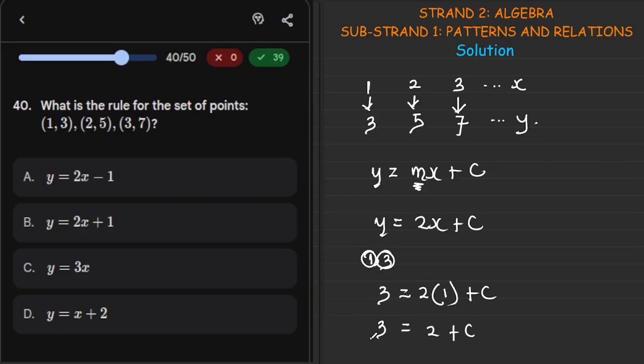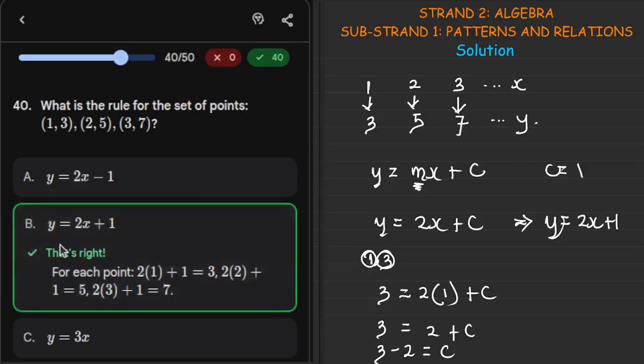Making c the subject, we have 3 minus 2, which is equal to c. Evaluating further, we have our c being equal to what? 1. This simply implies that our y is mapped to what? 2x then plus 1. And that becomes the function or the rule for this function, which is b.